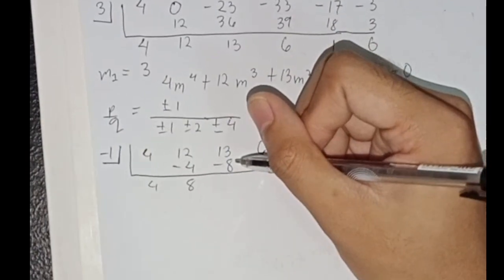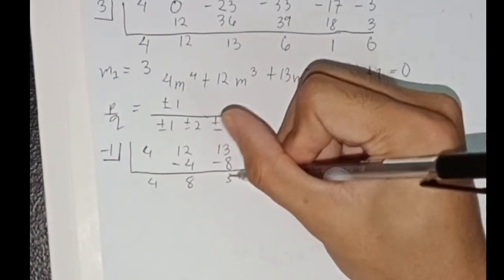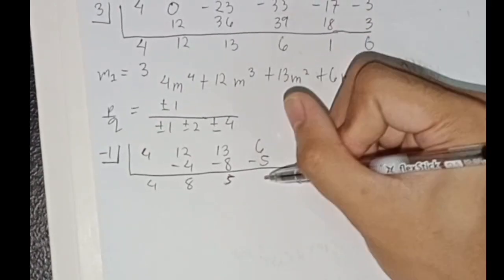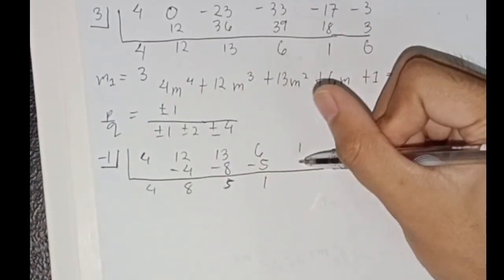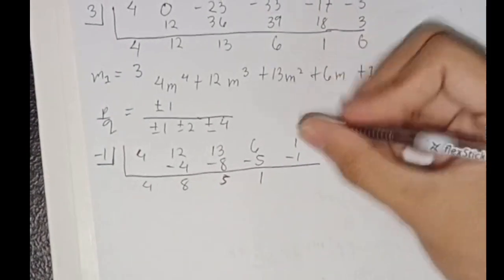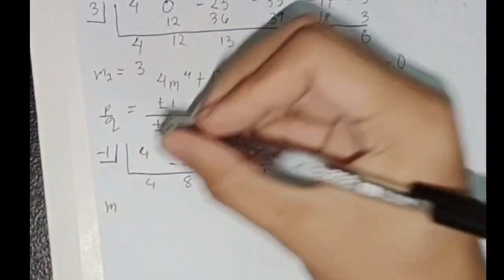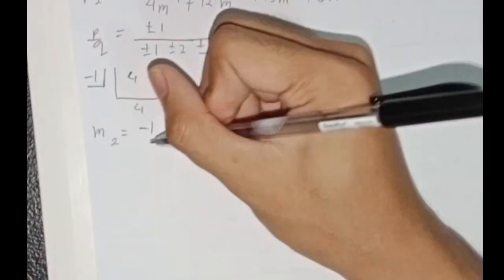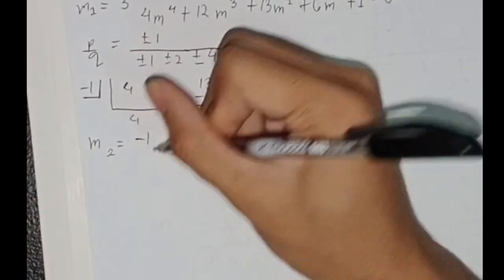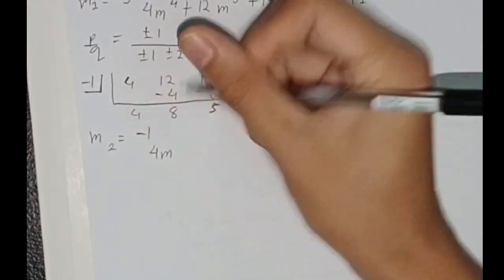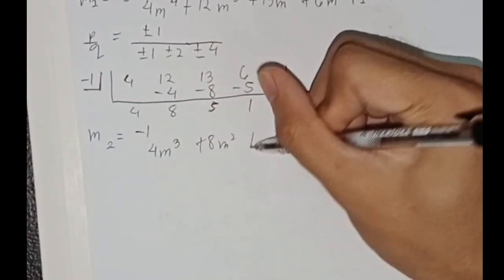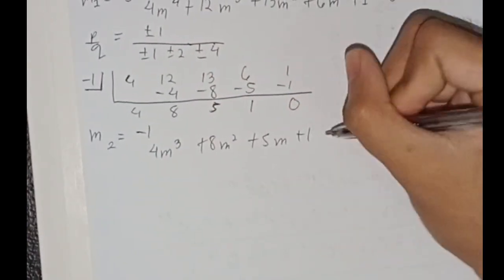That will be negative 8 plus 13 is equal to 5. So 5 times negative 1 will be negative 5. And negative 5 plus 6 is 1. 1 times negative 1 is negative 1. And negative 1 plus 1 is 0. Therefore, our m sub 2 is equal to negative 1. We will write this quotient into a reduced order of equation. So it will be 4m to the power of 3 plus 8m squared plus 5m plus 1 is equal to 0.